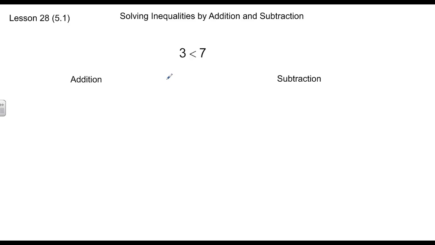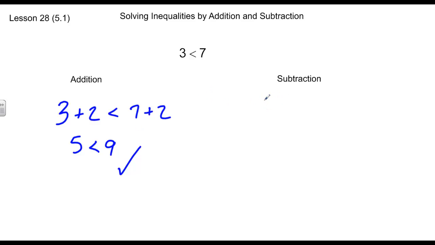Now by addition, when we had an equation, we could add the same thing to both sides and thus maintain the equality of the statement. Let's see if that's true for an inequality. If we take the true statement 3 is less than 7 and add 2 to both sides, then we end up with the statement of 5 is less than 9. Well, it seems that addition holds true for inequalities. In other words, we can add the same thing to both sides and still get the same inequality back.